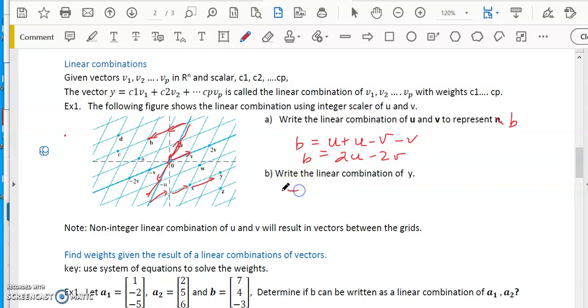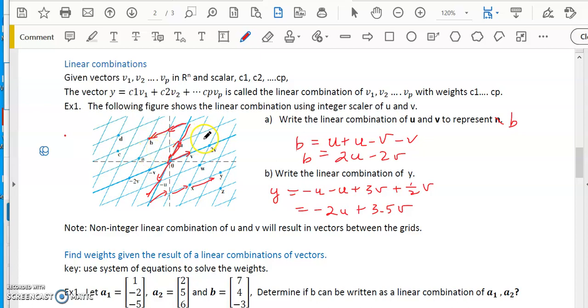So we would say negative y is equal to negative u, and then plus, say, 3v plus a half v. So it'd be negative 2u plus 3.5v. Likewise, the vector that you want to produce doesn't have to be on the grid or on the line. You can have it anywhere.